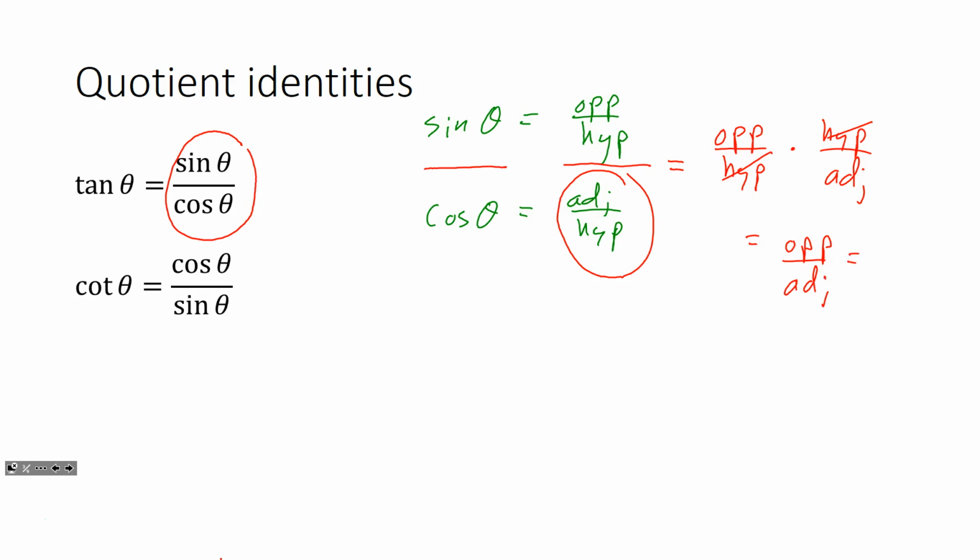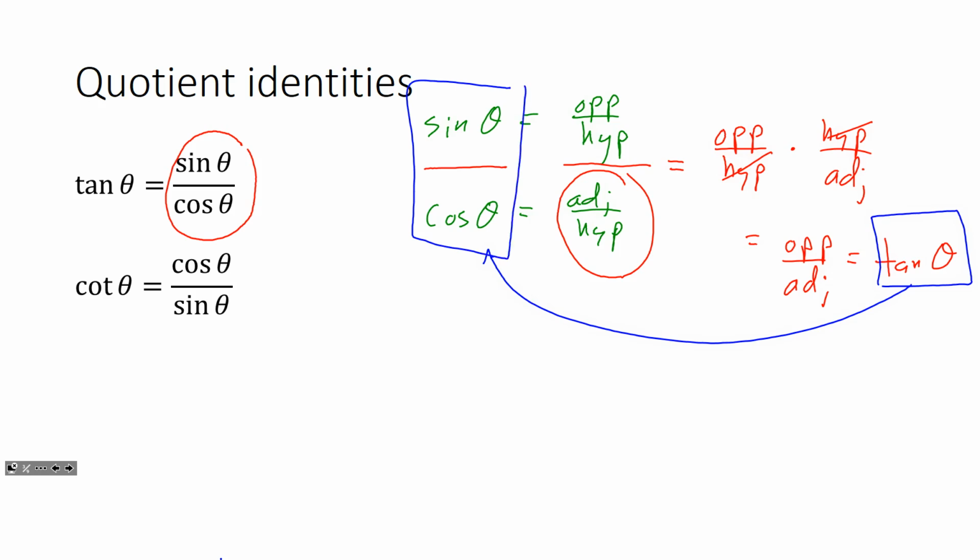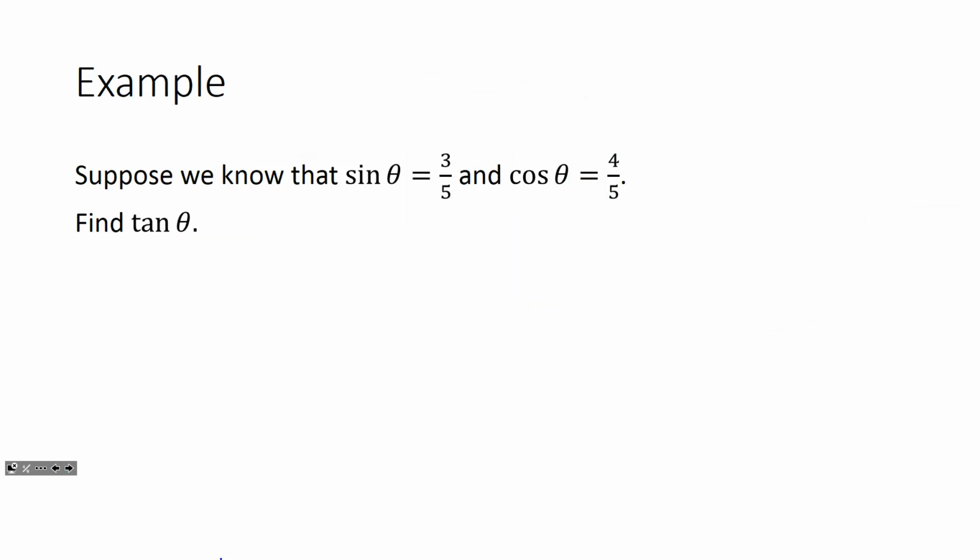And recall that opposite over adjacent equals the tangent. So we've just shown here that the tangent of theta equals, or was derived from, the sine over the cosine, which verifies this first statement. Of course, we don't have to separately verify the second one because we've already learned that the cotangent is just the reciprocal of the tangent.